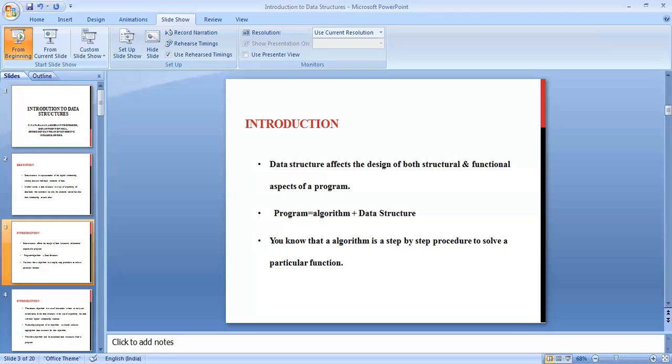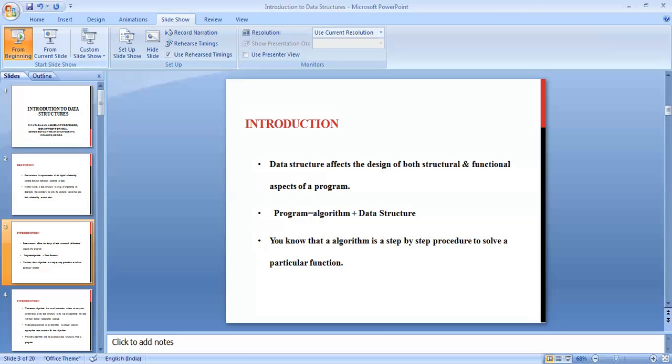You know that an algorithm is a step-by-step procedure to solve a particular function. With that algorithm, we can add data. We give some input and we get some output. Therefore, that's algorithm plus data structure. Then only will you get it as a program.